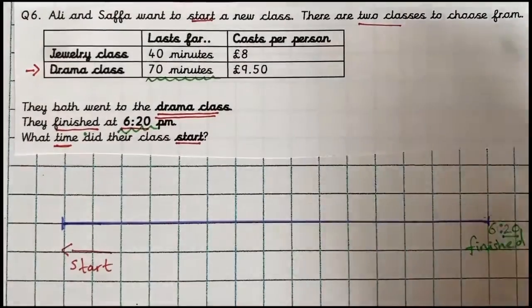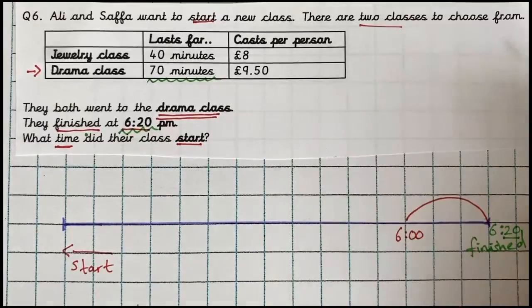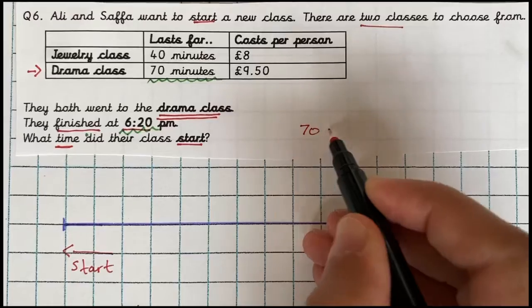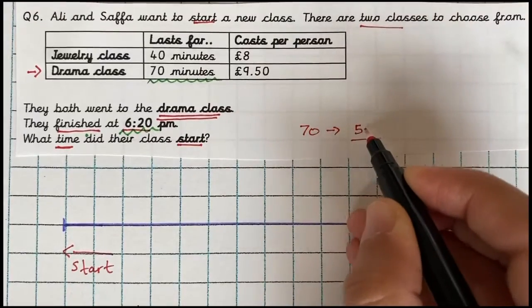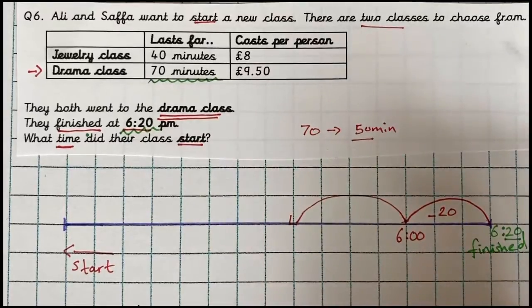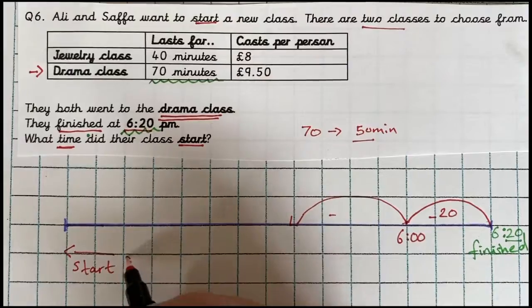Okay, so I'm going to look at my minutes digits. What could my first jump be? Let's jump to the o'clock. How many minutes is that? I've jumped back 20 minutes. Okay, so I've got 50 minutes left to jump. Can you work it out? What time does their class start?